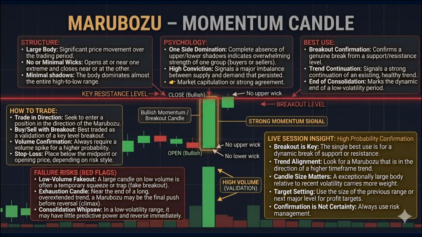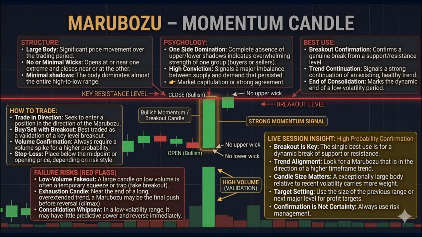So bullish Marubozu. What do you mean by bullish Marubozu? It opens at the low and closes at the high, showing intense buying pressure throughout. And what is bearish Marubozu? It opens at the high and closes at the low, signaling significant aggressive selling pressure.